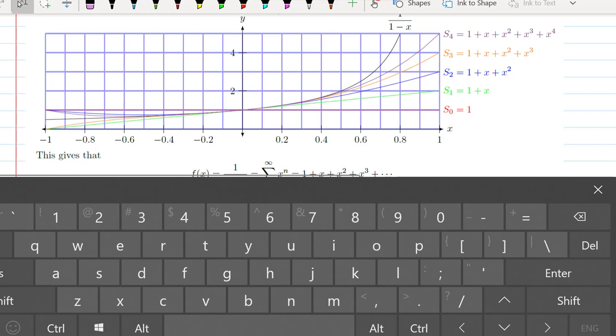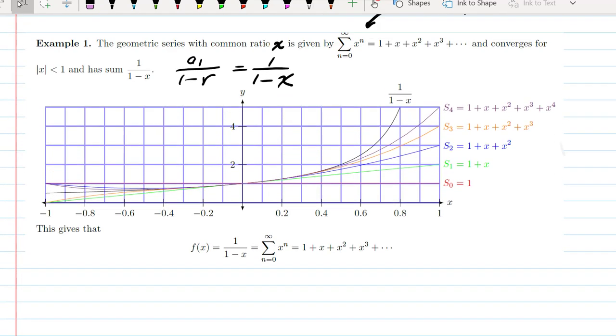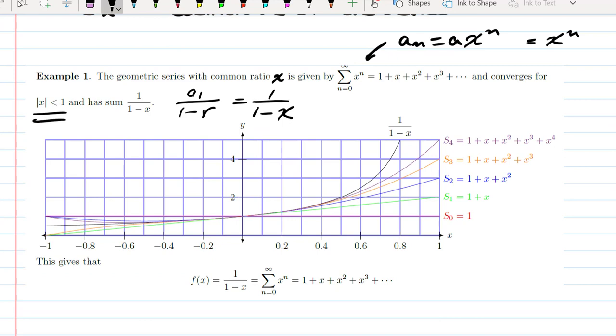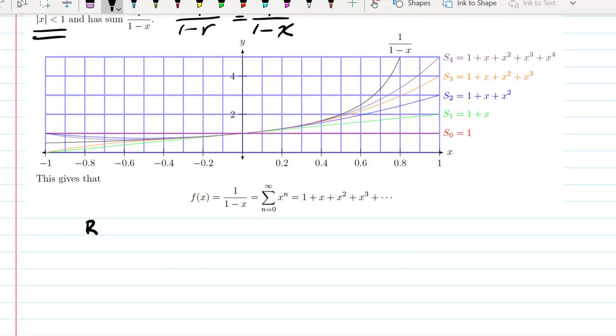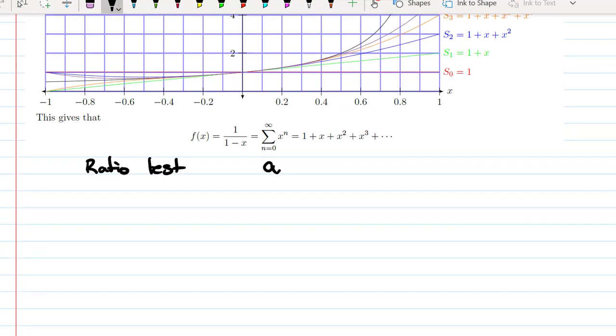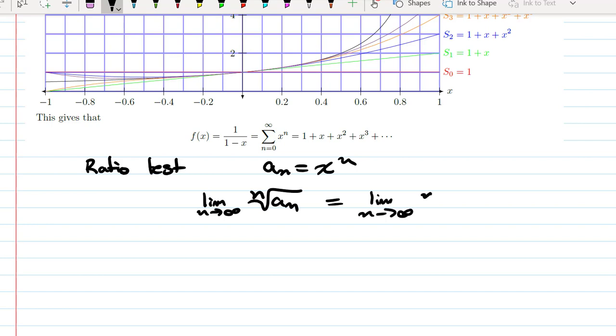How could we show that this series does indeed converge as we were told here? Well, we could use the root test. So the root test, we would identify our a sub n as x to the n, and the test is the limit as n goes to infinity of the nth root of the absolute value of a sub n, which would be the limit as n goes to infinity of the nth root of x to the n. Well, the nth root and the nth power reduce out, and that gives us the absolute value of x.